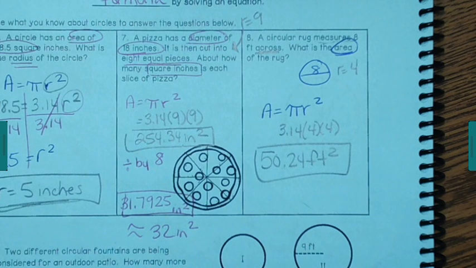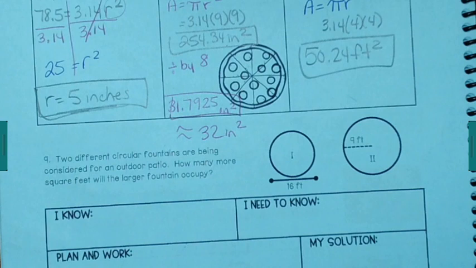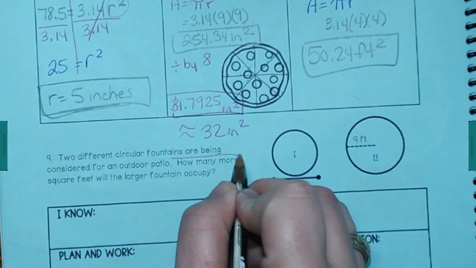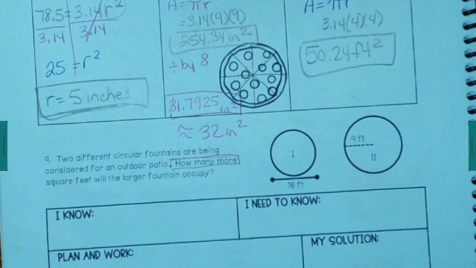All right. Last one for our notes. We're looking to put an outdoor patio, and we want a fountain out there. So we have option 1 and option 2. The question says, how many more? What does how many more mean? Is that an add, subtract, multiply, divide?